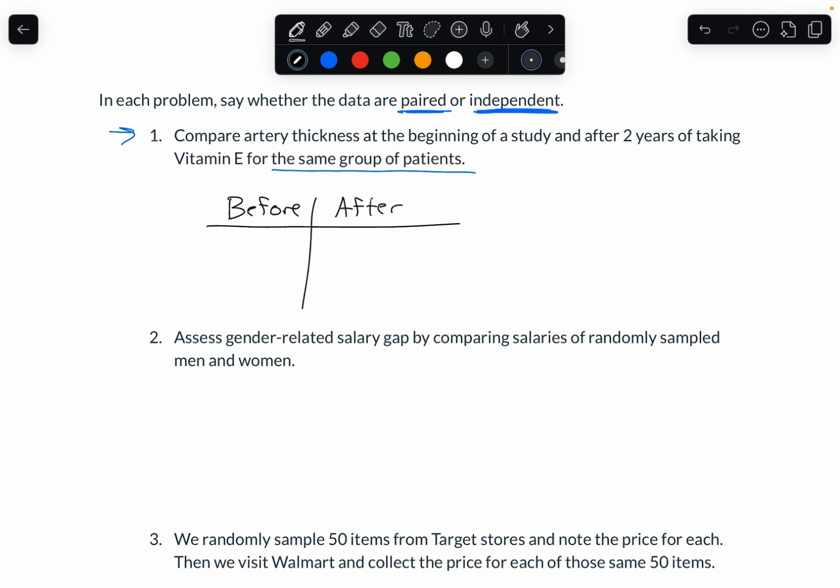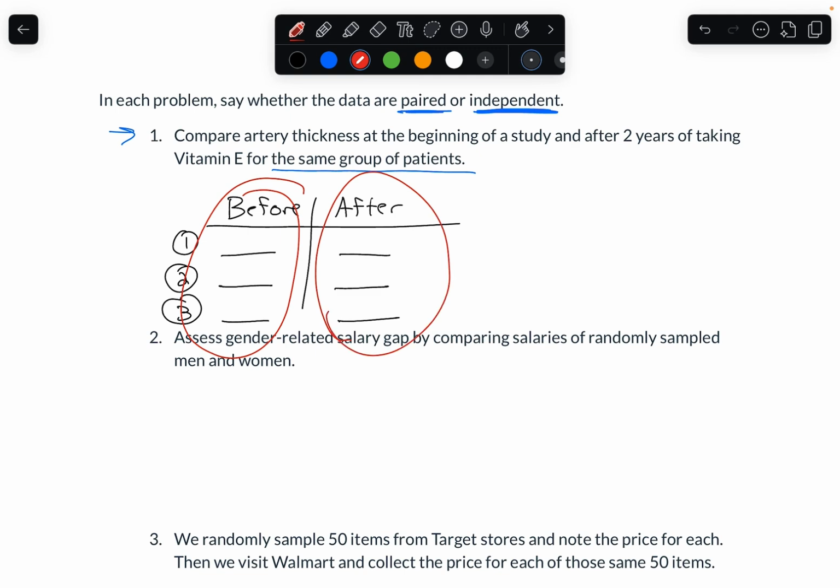What is really important is that we're working with the same group of patients before and after. So I'm imagining we've got patient number 1 with their before data and their after data, and then patient number 2 with their before data and their after data, and then patient number 3, and so on for however many people we have. And I want to ask myself, if I pick one number from the before data, is that going to correspond to one particular number in the after data?